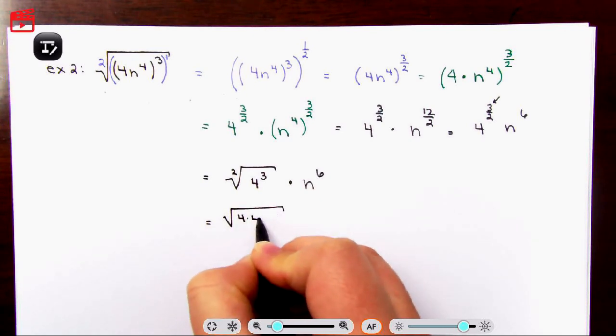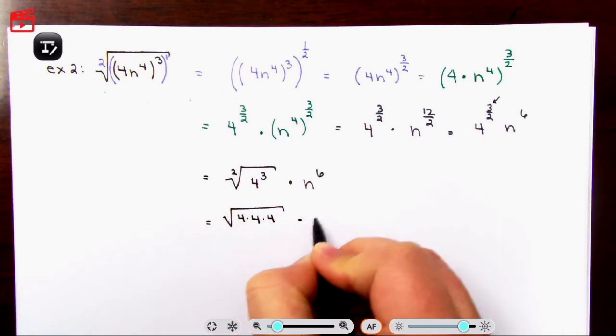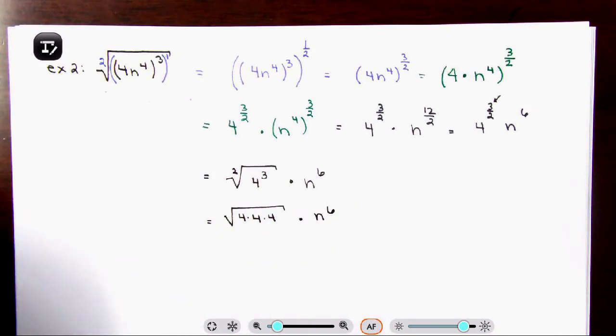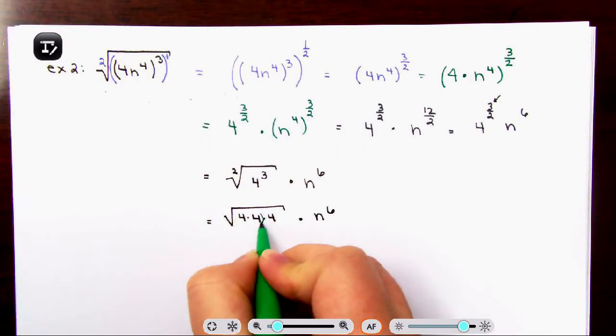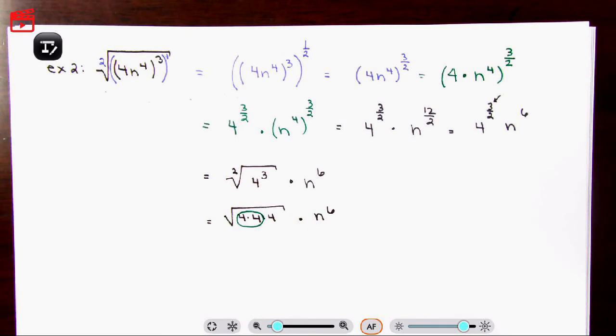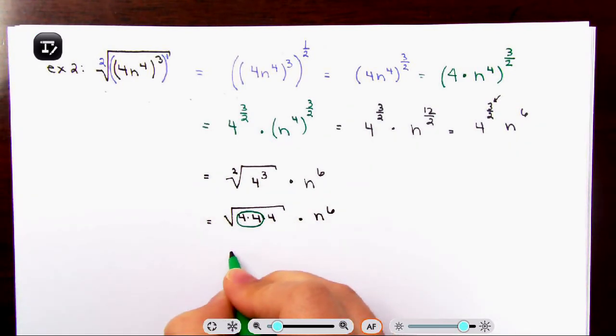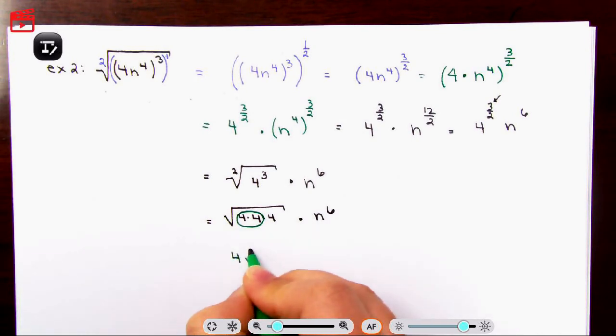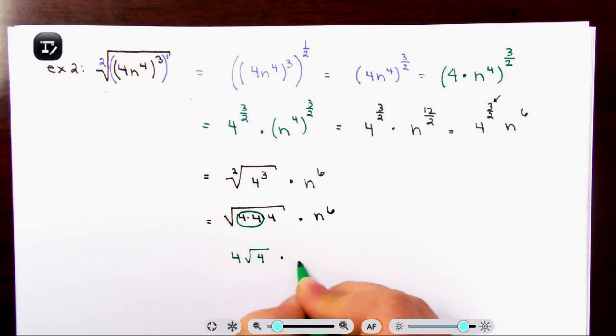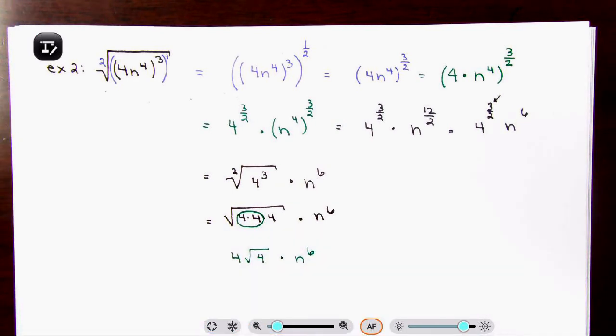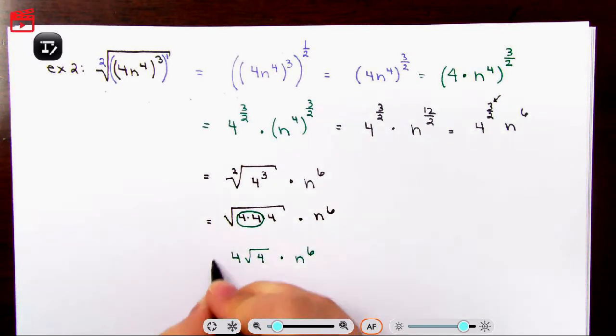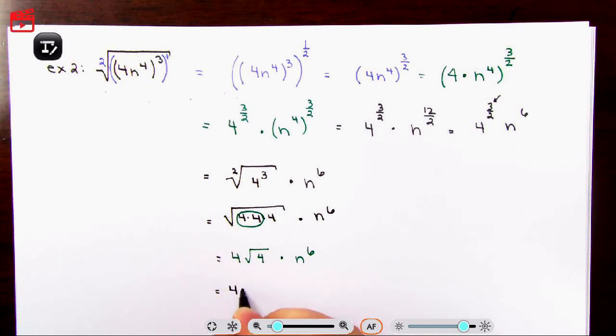4 times 4 times 4. And I'm doing it this way because I know I'm taking the square root of it, so I know that if I have 2 of the same number being multiplied, I can pull them out. So that means I can pull out a 4, and I have left over a square root of 4, and I still have my n to the 6th power. Now I'm doing a little mini happy dance because I know the square root of 4 is 2.